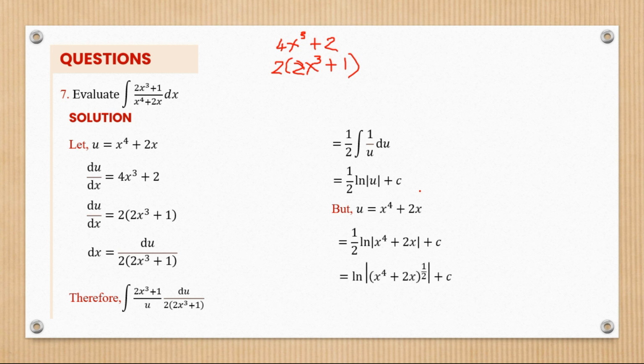And then therefore, we can actually see that this a half can actually be made a power of this from our knowledge of properties of natural logarithms. So it can be made a power, of which this is the same as ln root of (x to the power 4 plus 2x) plus c, and that is our final answer.